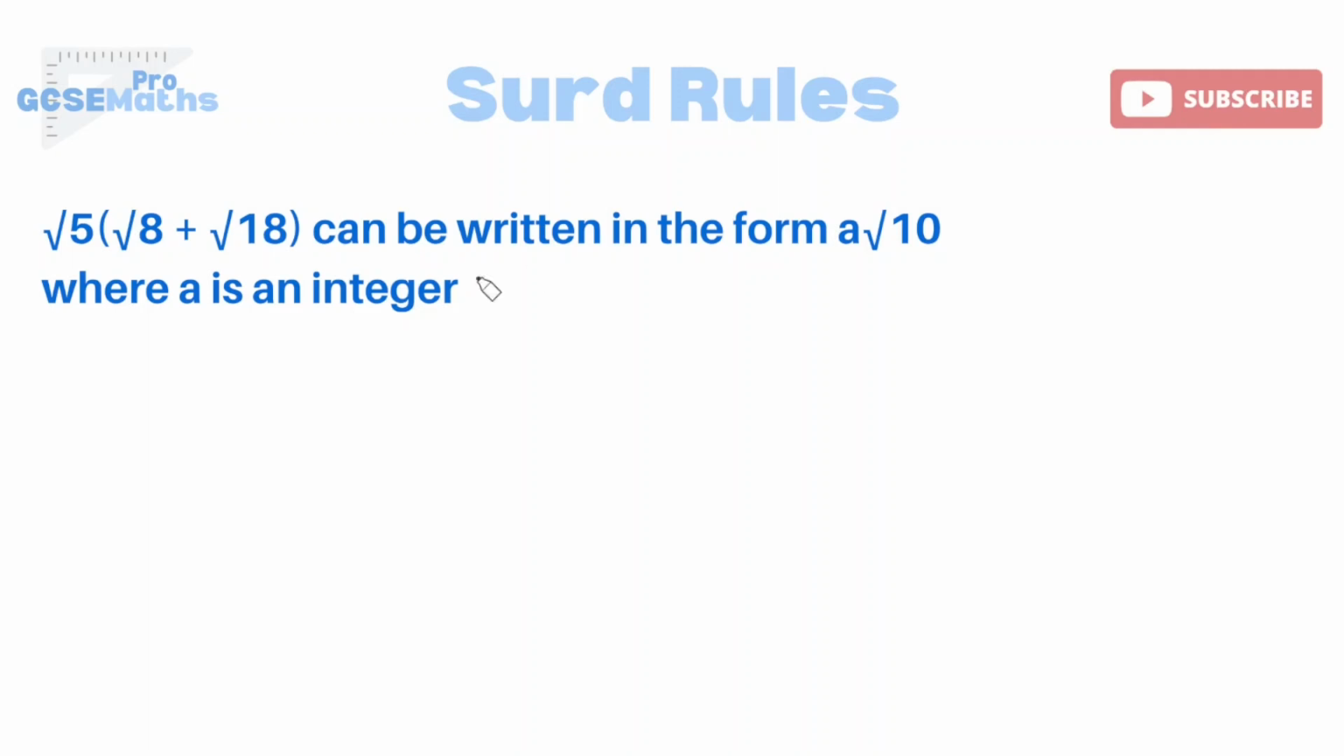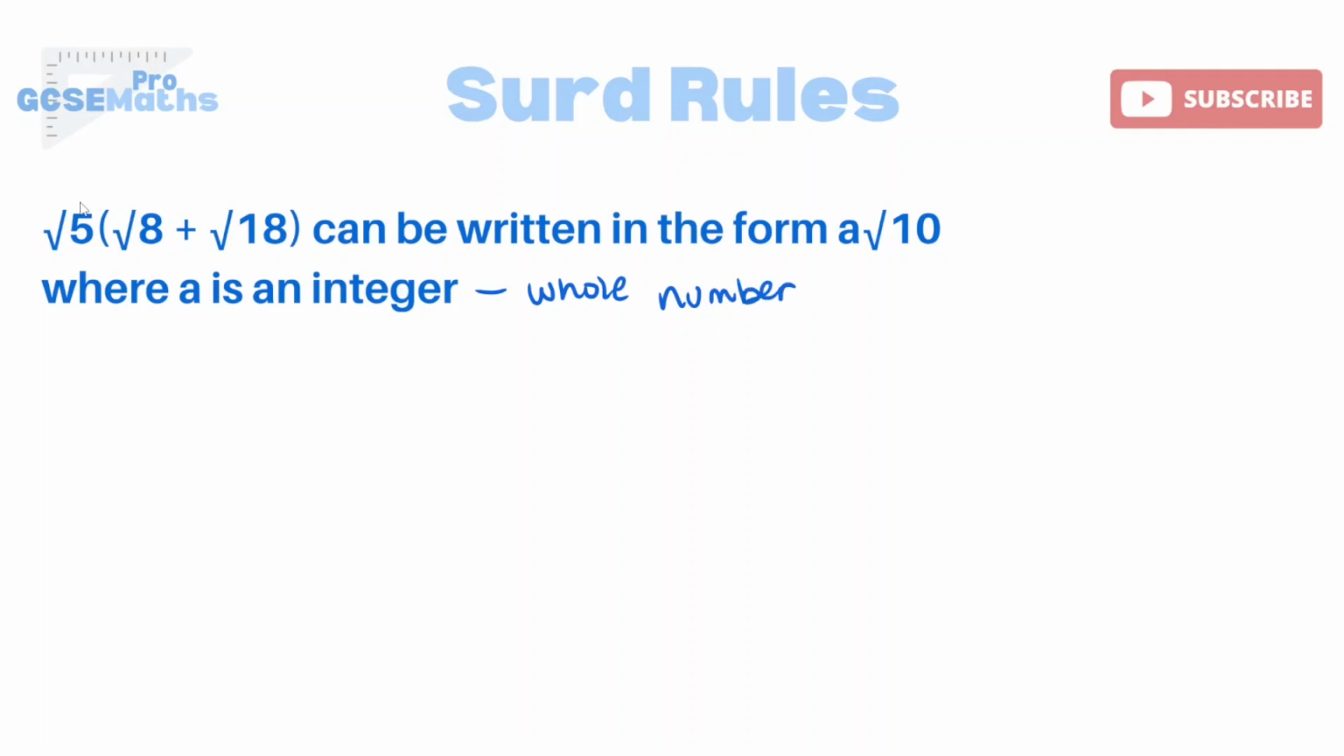It's not anything different. But what we have here, they've said we've got root 5 times root 8 plus root 18 can be written in the form a root 10, where a is an integer. All they're saying here is obviously expand it, then simplify it. You should end up with something root 10. An integer just means a whole number, okay? So something root 10, basically.